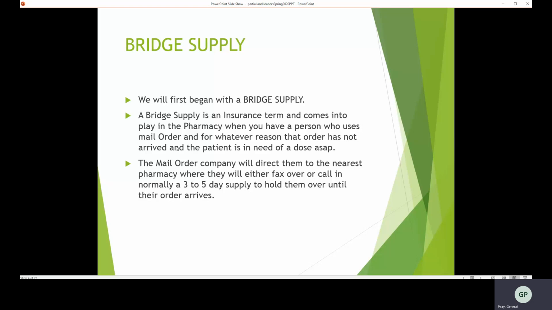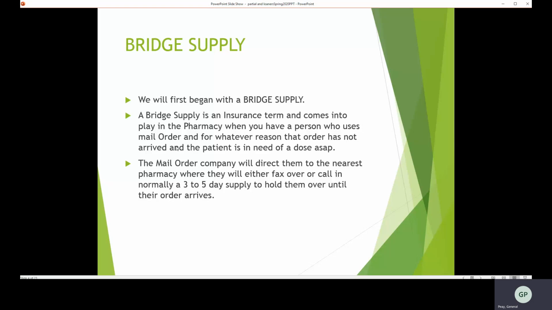And if you're the tech, you can do all this information. They'll ask first if you have the medication in stock. And if you do, the mail order representative will tell you that they're going to send over a bridge supply. That's the name they use. Basically, it's usually a 3-day, or in some situations a 5-day supply, but normally it's a 3-day supply of the prescription, and it's basically used as a holdover until the person receives their medication in the mail. So it's usually a 3-day supply of the medication.